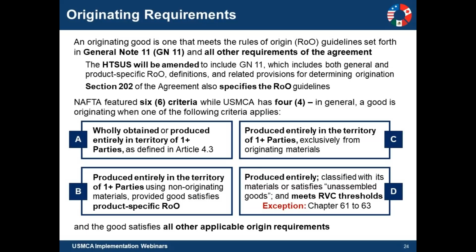Criterion C covers goods that are produced entirely in the territory of one or more parties exclusively from originating material. These are usually self-produced goods that qualify under criterion C. Criterion D covers goods that are produced entirely in the territory of one or more parties that meet an RVC threshold and are classified with their materials, or classified as unassembled or disassembled unfinished goods per GRI 2(a) that have the essential character of the finished good and thus are classified upon importation as a finished good. Exceptions to using criterion D are goods from textile chapters 61 through 63. So in general, a good is originating when criterion A through D applies and the goods satisfy all other applicable origin requirements.